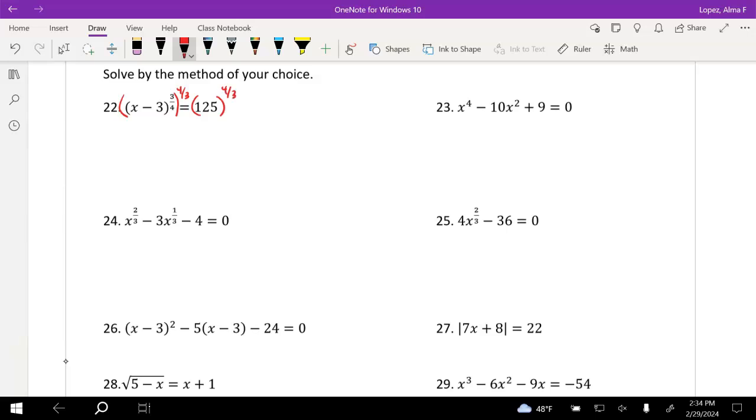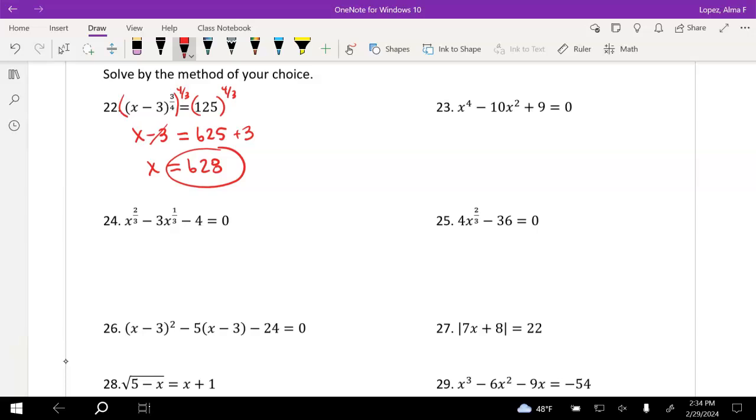On the left-hand side, the 4/3 and the 3/4 cancel each other out, so the x minus 3 will come straight down. On the other side, when I put 125 to the 4/3 into my calculator, I get 625. Now to solve for x, I'll move the 3 over to the other side, and my final answer will be 628.